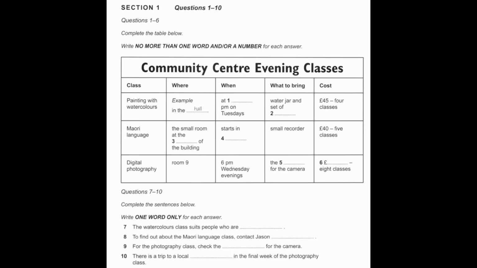Well, when you do come, the tutor recommends bringing a small recorder with you, just so you can listen again later. And the cost for 5 classes is currently $40. Okay, useful information to know. There's one more class I'm interested in. That's the digital photography class. Oh, I've taken that class myself. The tutor's very good. That'll be in room 9, and it's starting in 2 weeks' time, in the evening, every Wednesday at 6 o'clock. Obviously I need to bring the camera with me.